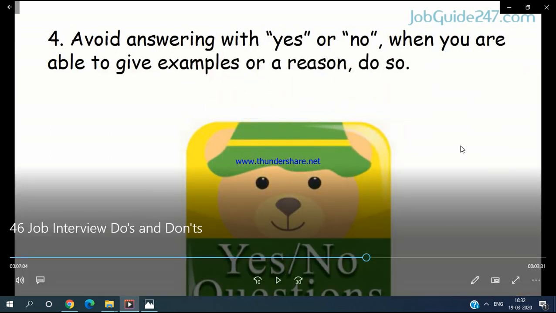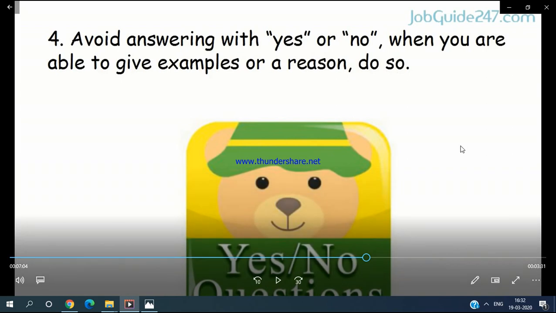Very good. So this point is very, very good. Okay, avoid answering with yes or no. Whenever an interviewer asks you, or any person asks you any question, don't give the answer yes or no. Giving an answer with yes or no shows that you are not interested.